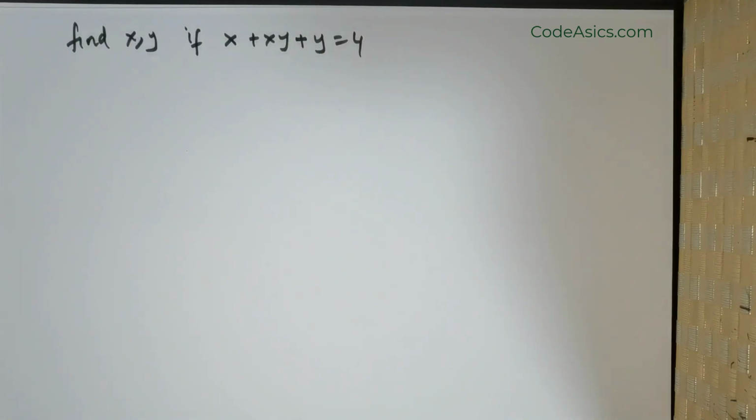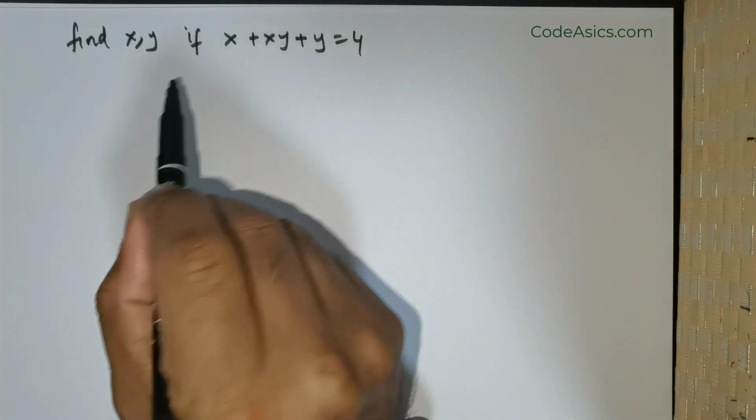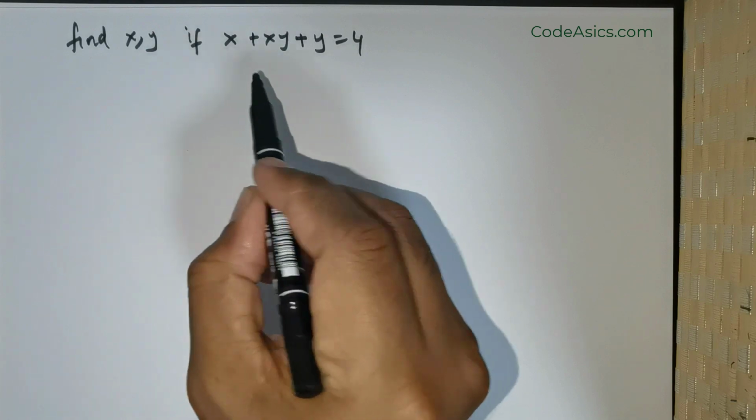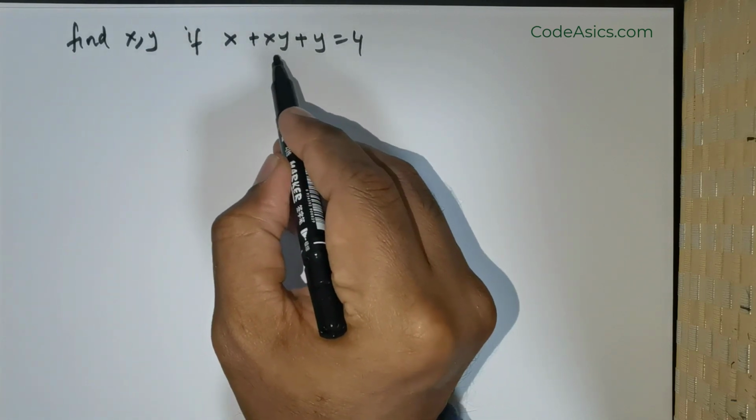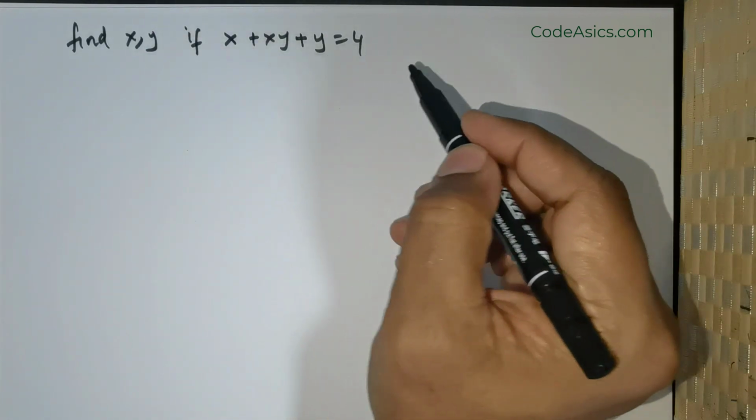Welcome everybody. We have a beautiful question. We are expected to find x and y if x + xy + y = 4, with x and y positive.